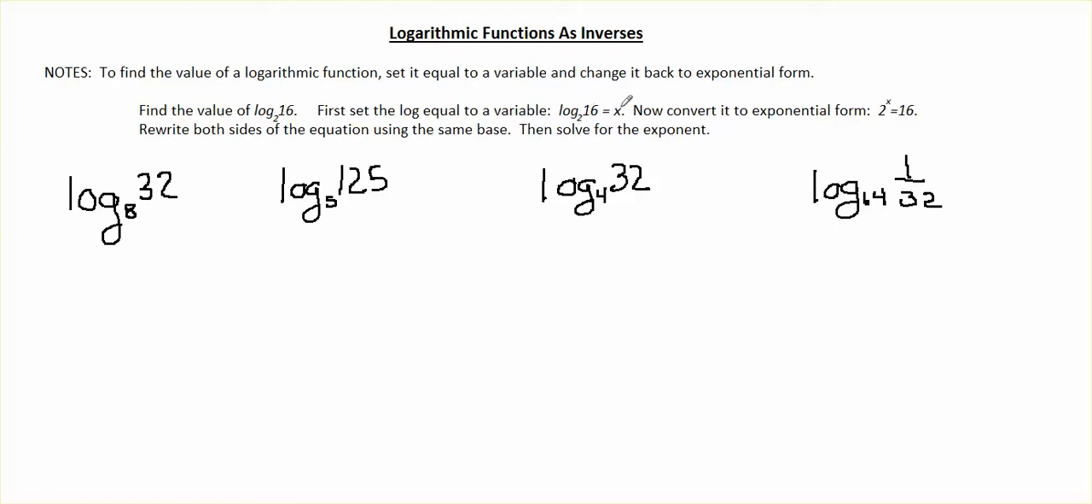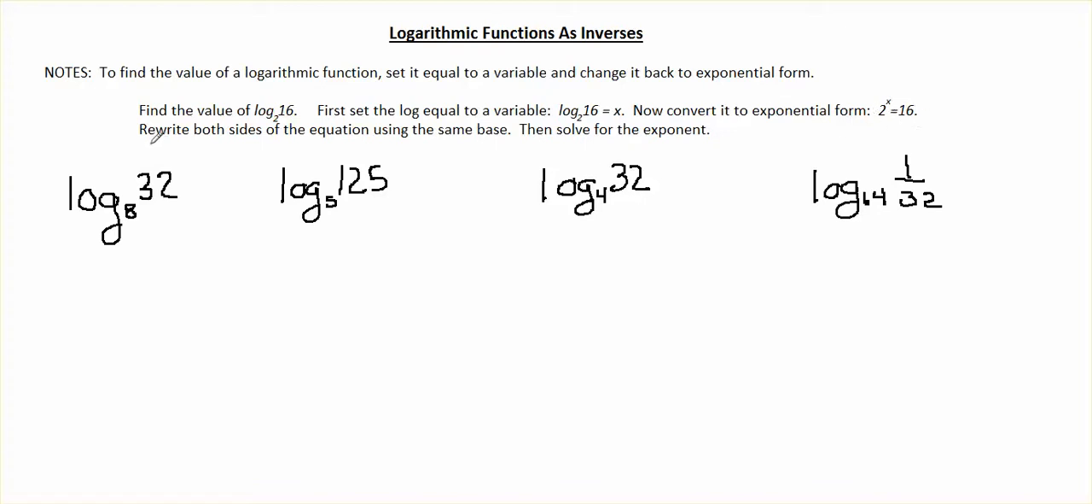Now I'm going to go ahead and convert this logarithm, which is what we did back in our last video. I'm going to convert it to exponential form. And I get, here's my base 2, this is my exponent, 2 to the x power equals 16. Well, most of us know that 2 to the 4th power is 16, so x would equal 4. But let's say we didn't know exactly what it would be.